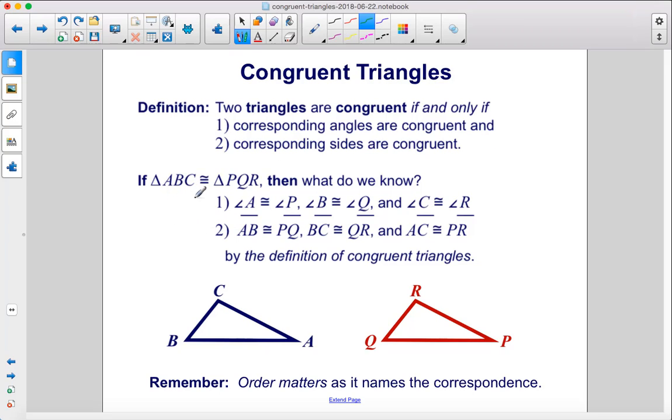If triangle ABC is congruent to triangle PQR, then what do we know? Well, we know that angle A is congruent to angle P, angle B is congruent to angle Q, and angle C is congruent to angle R. We also know that the sides are congruent. So, side AB is congruent to side PQ. We know that side BC is congruent to side QR, and we also know that side AC is congruent to side PR. Remember, order matters as it names the correspondence.